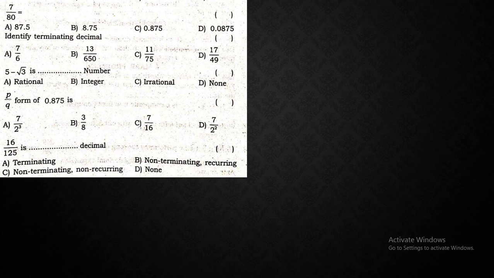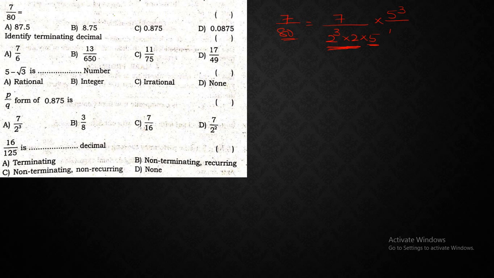So 7 by 80. You need to convert this 7 by 80 into decimal form. So how will you do it? How can I write this 7 by 80? 80 I can write as 2 cube into 10. 10 again I can write as 2 into 5. So this is 2 power 4, right? If I want to convert this into decimal form, this 5 I need to make as 5 power 4.